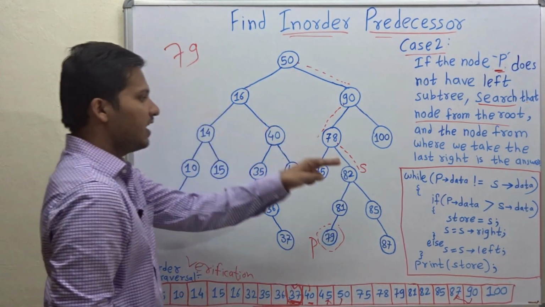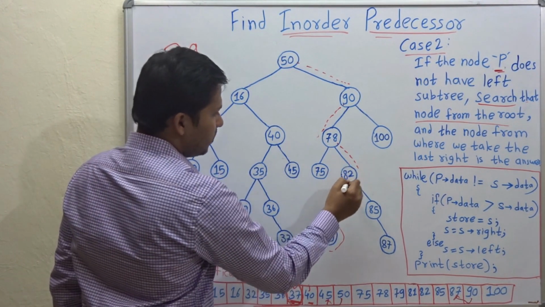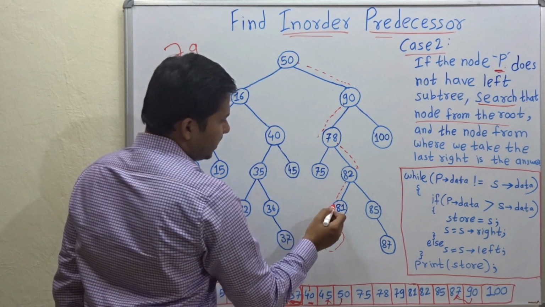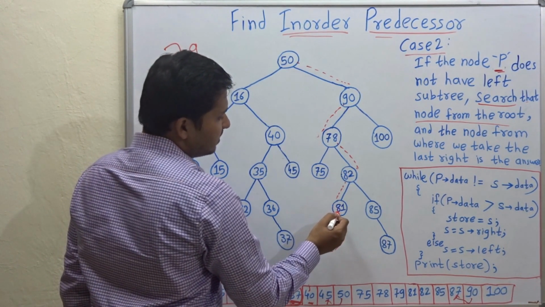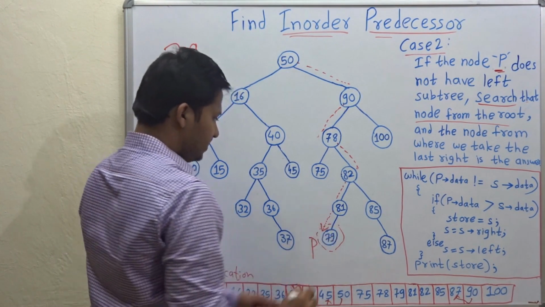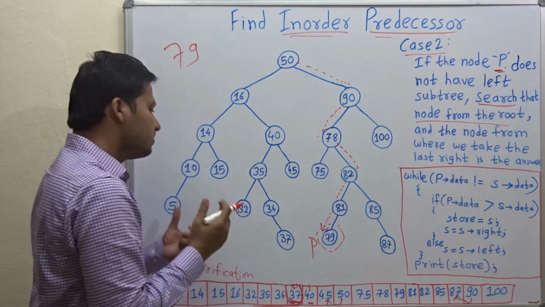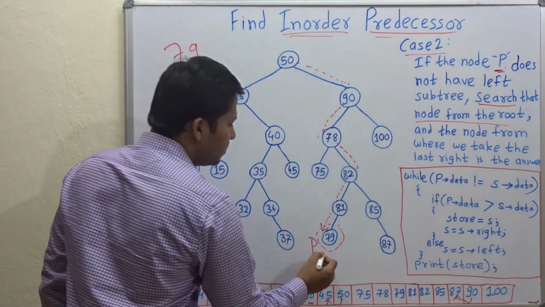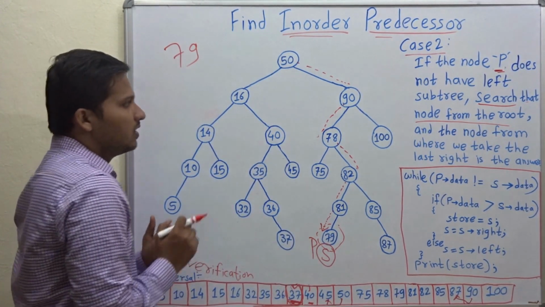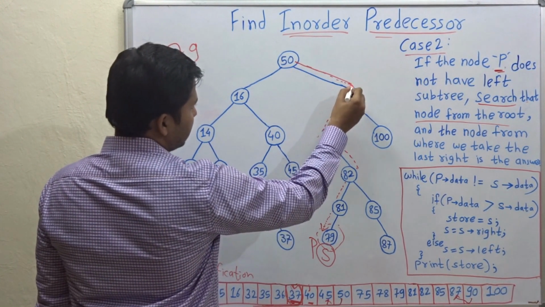Okay. Now 79 is not equal to 82. Actually it is less than 82, so let's go to the left side. Then again 79 is less than 81, so let's go to the left side. See here, now 79 is equal to 79. That means we have found the node 79. See, this is the search path of 79.